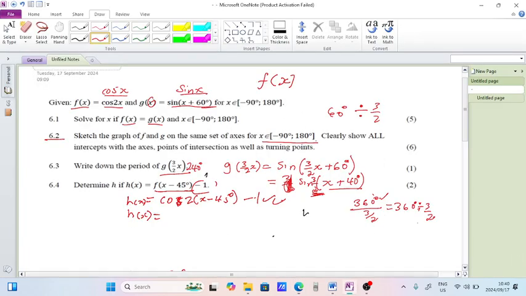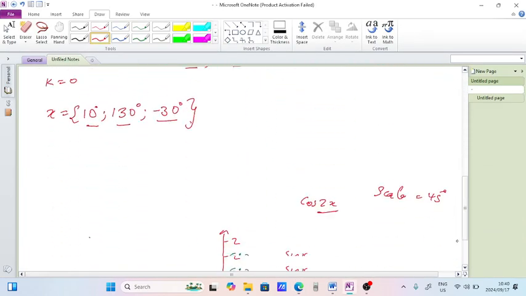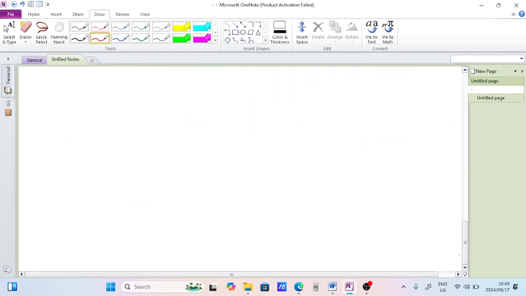Let's copy it this side. 4 sine x plus 2 cos 2x equals to 2. Now let's take this part to the other side. So 4 sine x plus 2 cos 2x minus 2 equals to 0.